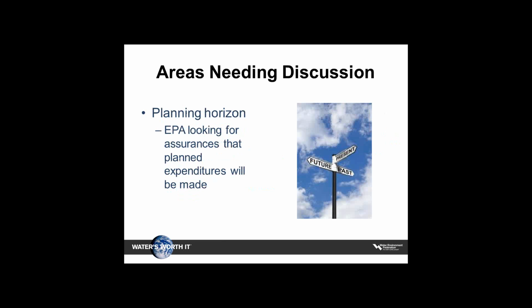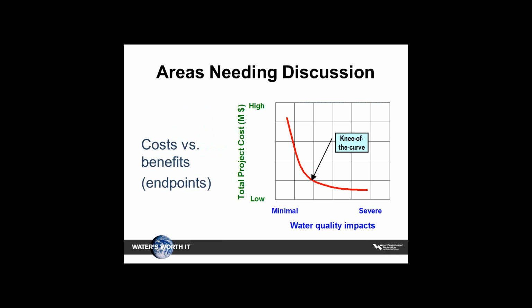And another area: we need to look at the planning horizon. In the draft that EPA released in October, they indicated that they want assurances that planned expenditures will be made. Well, if you're trying to come up with a 20-year plan or a 30-year plan, it's awfully hard to really commit to spending that. It's much easier to commit to spending over your typical planning period, which might be about a 5-year process.